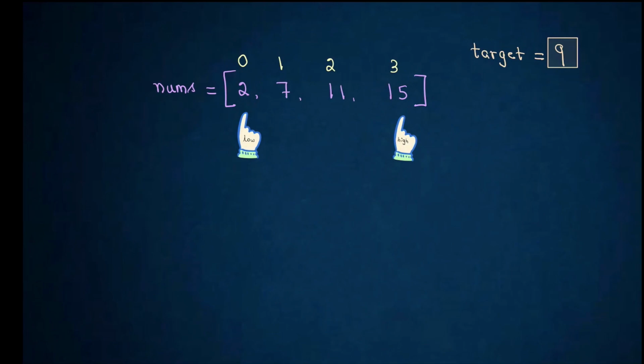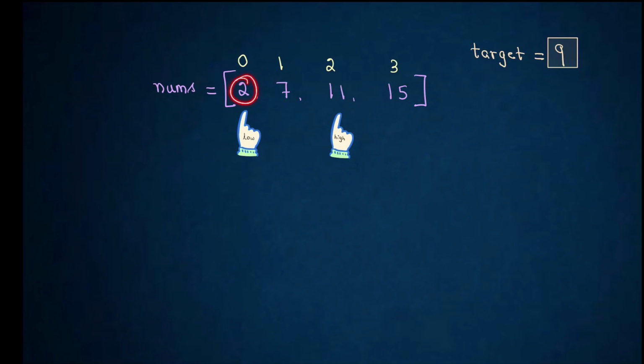We need to update one of the pointers. Shall we update this pointer? And shall we update this pointer here? No, because since this array is increasing, 15 plus 7 adds up to more than 15 plus 2. So when the array is increasing, we need to decrease the element so that we need to move the highest pointer to the left. So in this case, let's move the high pointer to the left.